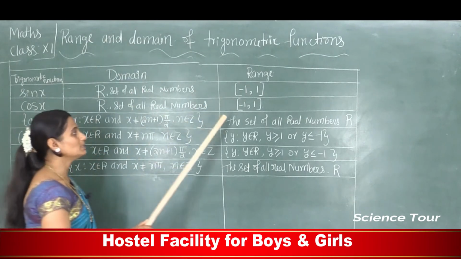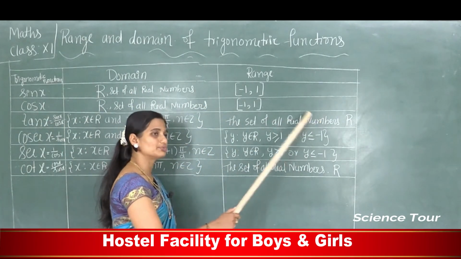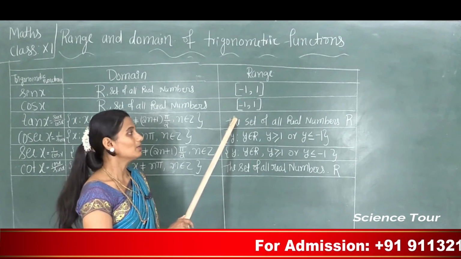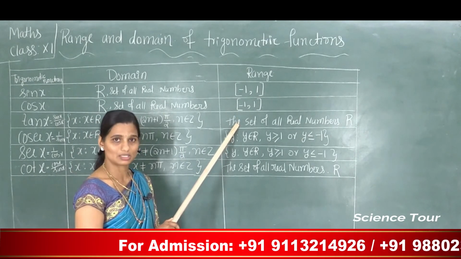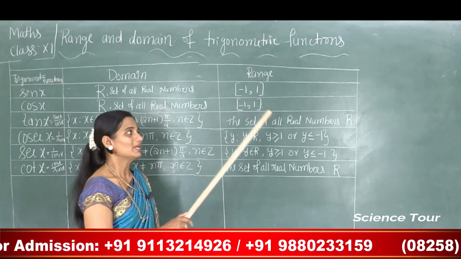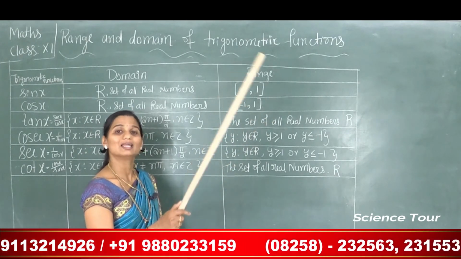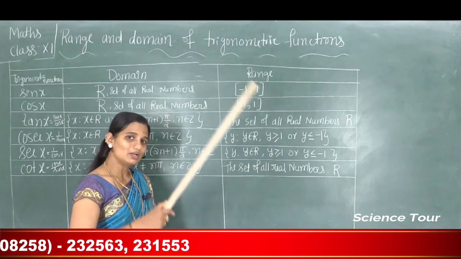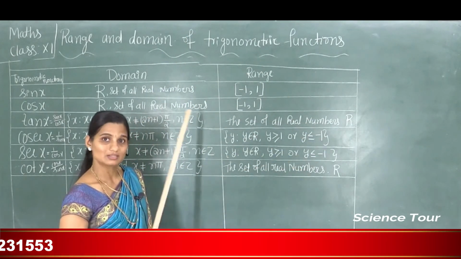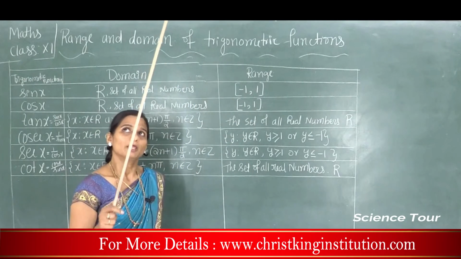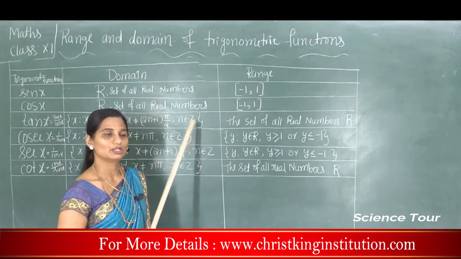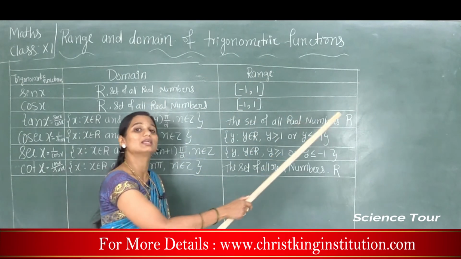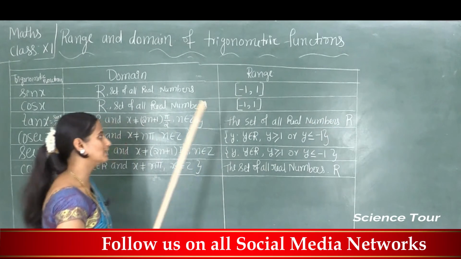Okay. So the range is what? The set of all real numbers. If you see the tan values from your trigonometric table, you can observe it. Tan 0 is 0. Tan 45 is 1 and tan 90 is infinity. Means it takes from 0 to infinity, and it also takes from 0 to minus infinity, because tan 270 is minus infinity. So minus infinity to plus infinity is the set of all real numbers.